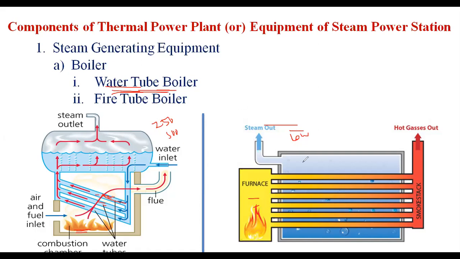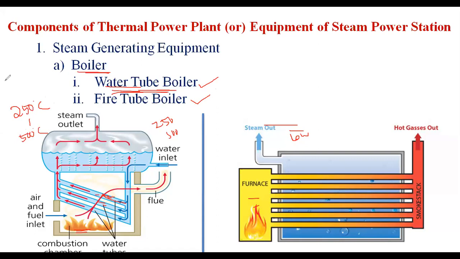This steam generating equipment consists of, the primary thing, the boiler. The second one is the superheater. Third is the economizer, and the fourth is the air preheater. Generally, in the boiler, the water is converted into steam. Based upon the thermal power plant, there are two types of boiler. One is the water tube boiler, another is the fire tube boiler. In the thermal power plant, the temperature is maintained from 250 degrees centigrade to 500 degrees centigrade.